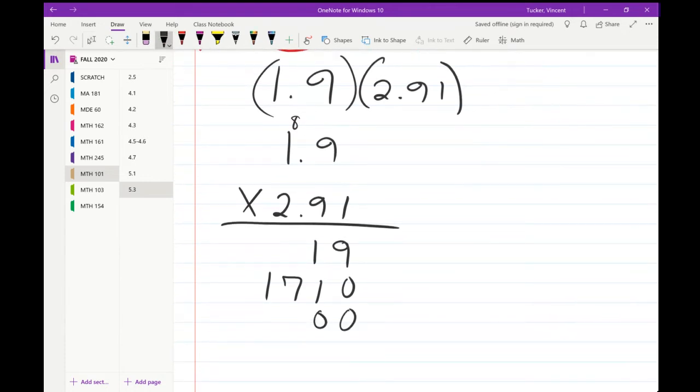Add 2 zeros because now we're in the hundreds place, in comparison to our values, that's without the decimal. And then we use the 2. 2 times 9 is 18. Carry a 1. 2 times 1 is 2 plus 1 is 3. And we're going to add those 3 numbers together.